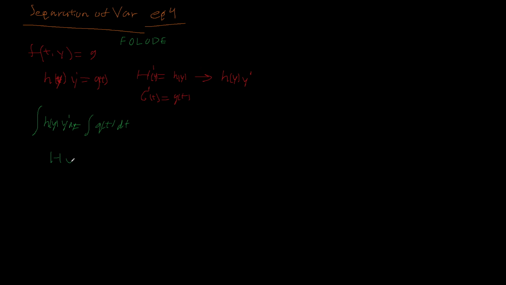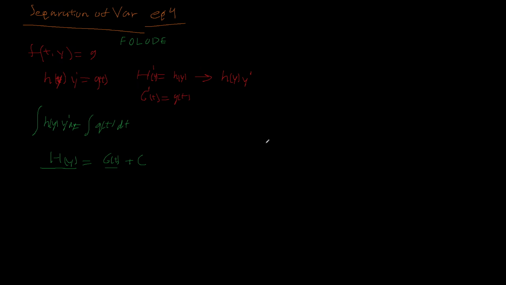Well, this is just going to give us big H of y is equal to big G of t plus c. And that's our solution, right? So we can write this solution as some equation in terms of only y, and some equation in terms of only t, plus c, right? So to solve this, we only need to find this H and this G, and once we do that, we've essentially solved it.